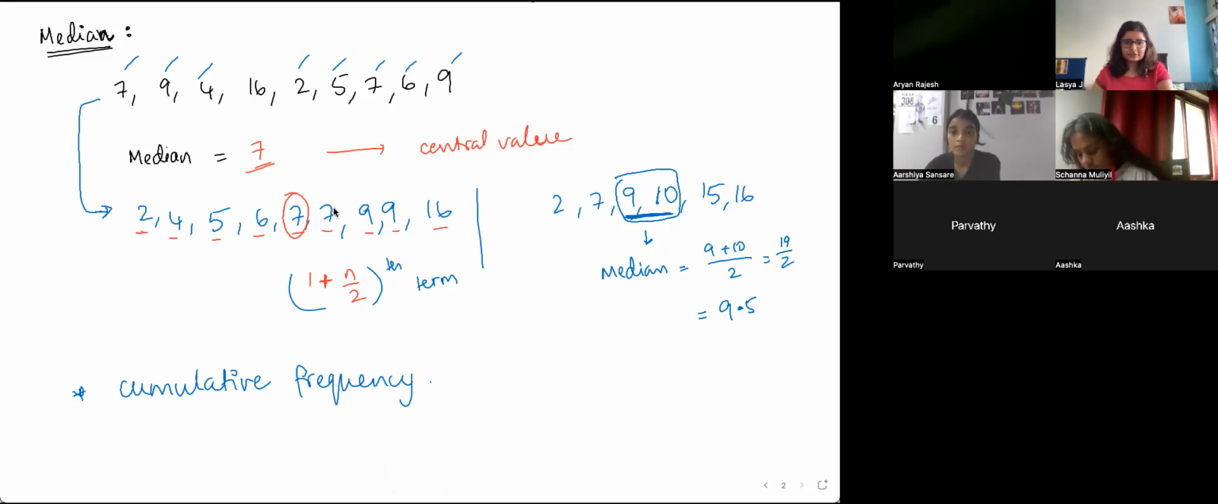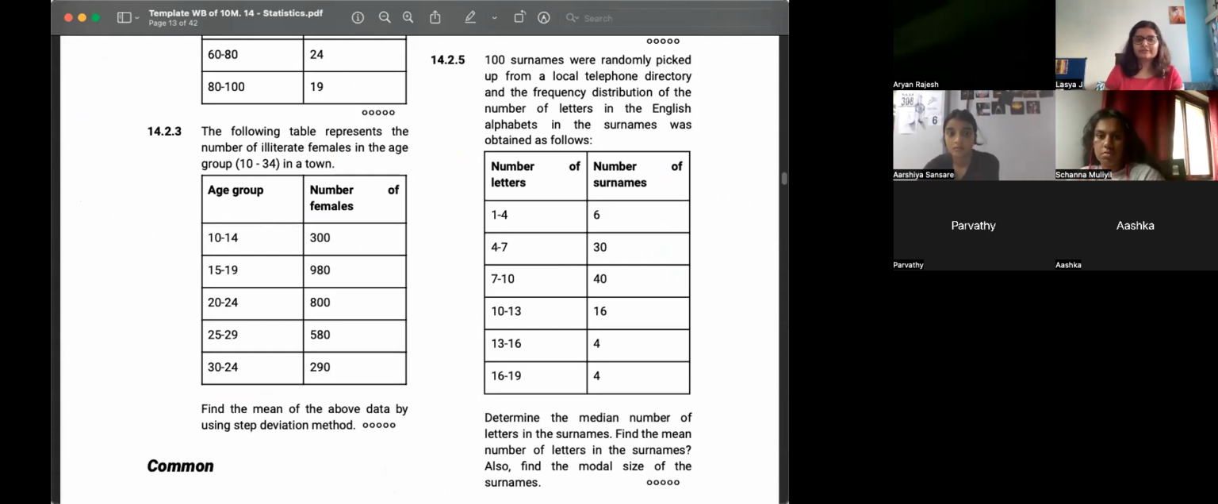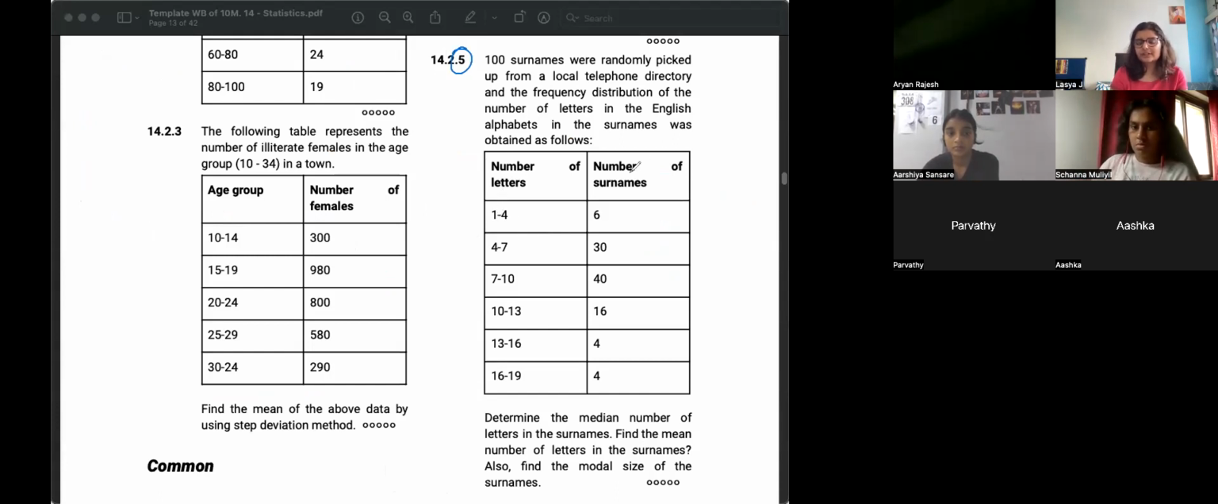First, note down this thing, 2.5. Note down this table: number of letters 1 to 4, 4 to 7, and number of surnames. This is the data that we are given. 100 surnames were randomly picked and they looked at the frequency distribution. Surnames with between 1 and 4 letters, there were 6 of them. 4 to 7, there are 30 of them. 7 to 10, there were 40 of them, and so on.